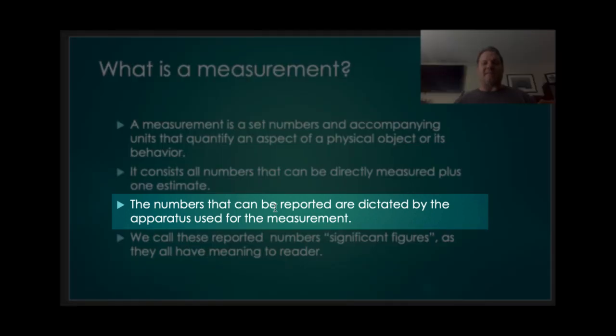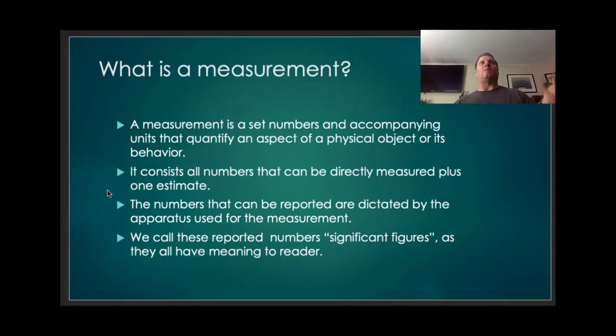The numbers that can be reported are dictated by the apparatus used for the measurement. If I am working in a kitchen trying to get the mass of carrots for a recipe, it's probably going to be a different apparatus than they would use in NASA labs, where they're trying to figure out the exact mass of something that becomes really important in some calculation. The apparatus is going to dictate how exact a measurement we can come up with.